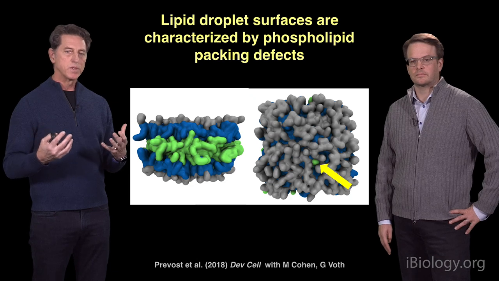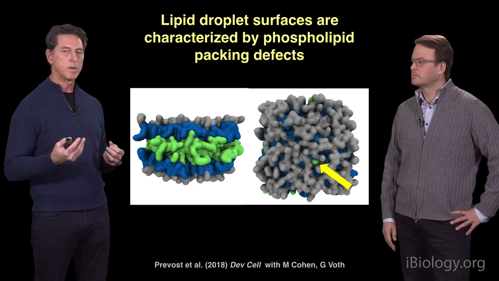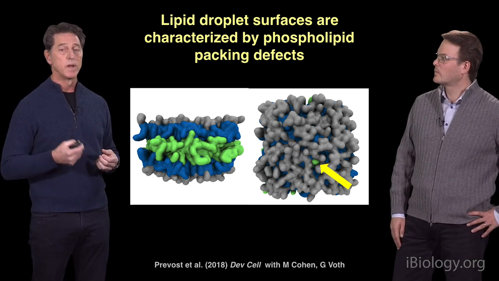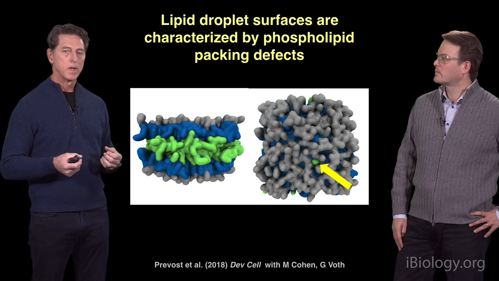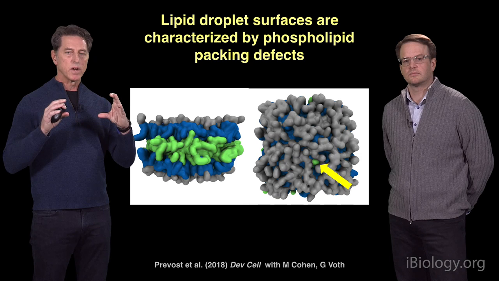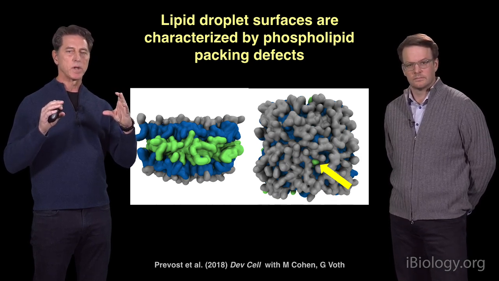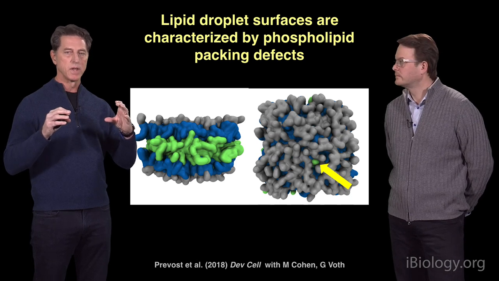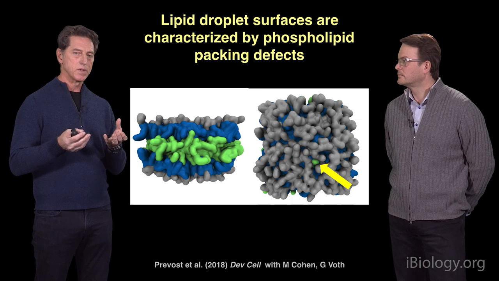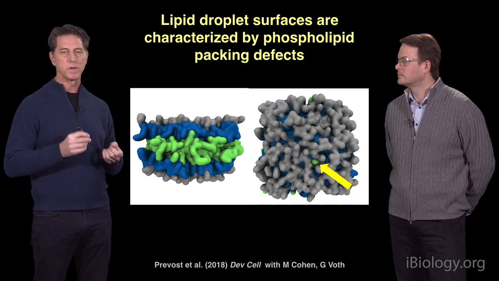So one of the principles is shown here, and this came in our case from molecular dynamics simulation modeling that we did in collaboration with Greg Voth's lab at the University of Chicago. What Greg's lab did here is model a bilayer, which is shown in the gray and the blue, with gray being the phospholipid head groups and blue being the acyl chains. In this case, they've inserted neutral lipids, or triacylglycerols, shown in green, in the middle of the bilayer to simulate what would occur in a lipid droplet.